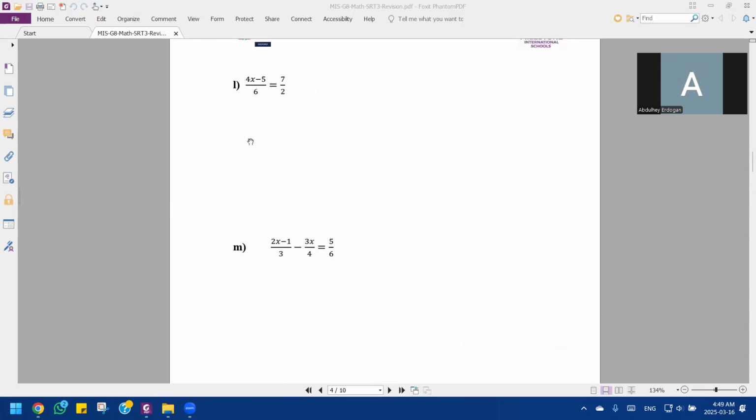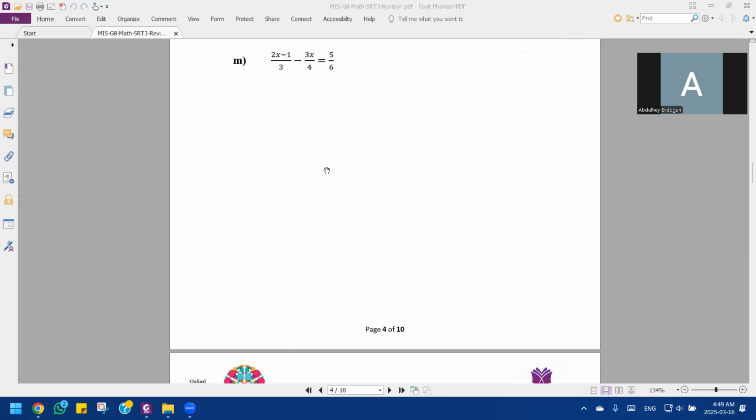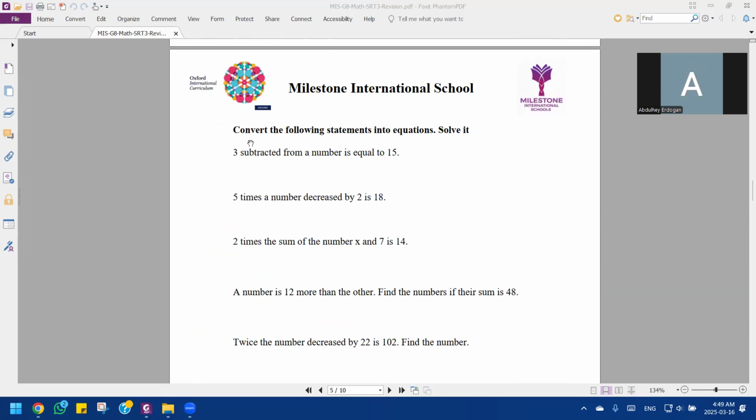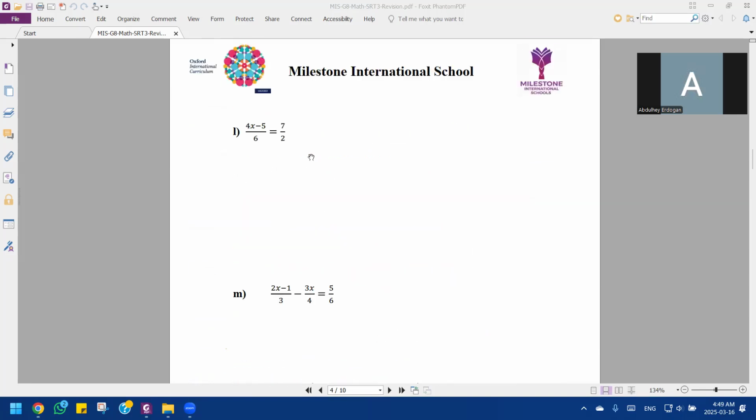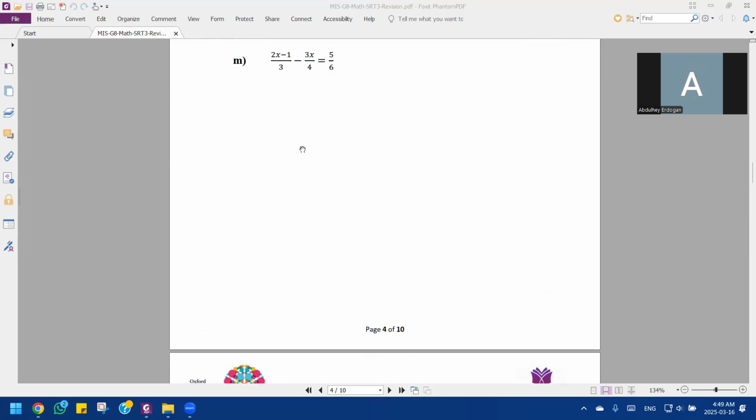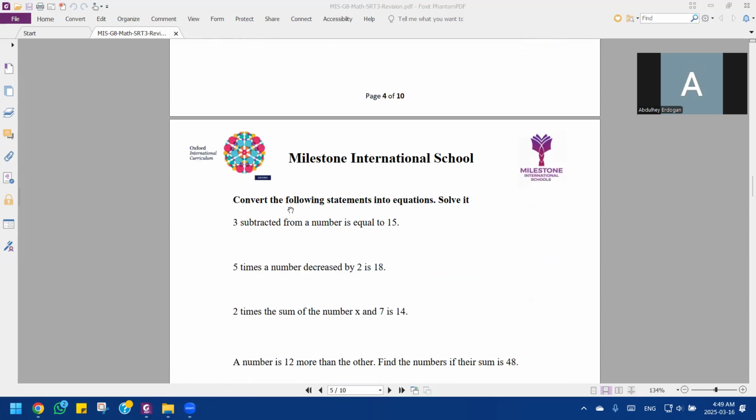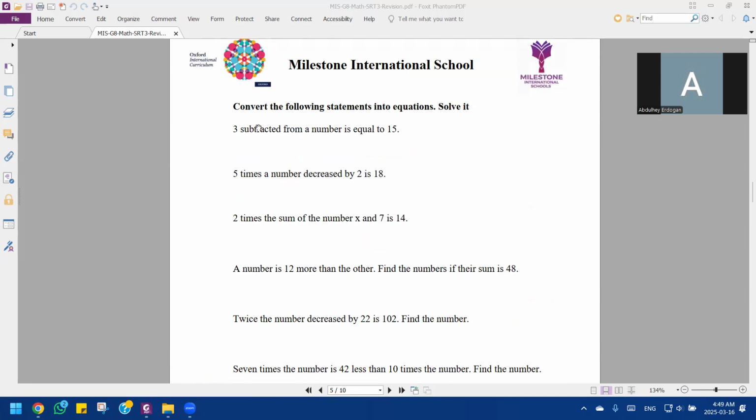So that was the part of solving the equation to find the unknown. Now here, convert the following statements into equations and then solve it. We solved even harder equations, okay? So I will not solve it, but I will convert it to a statement, because this is the hard part that you are struggling with. Okay. This is translating English to math.